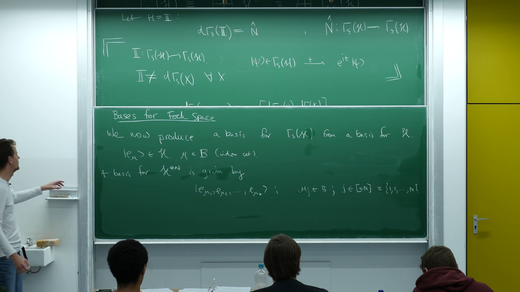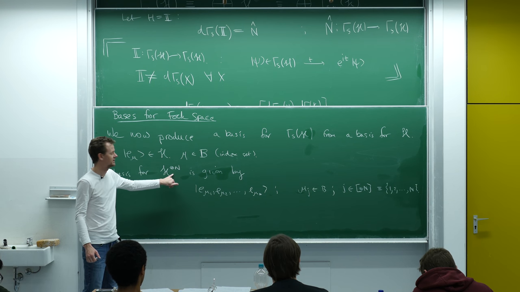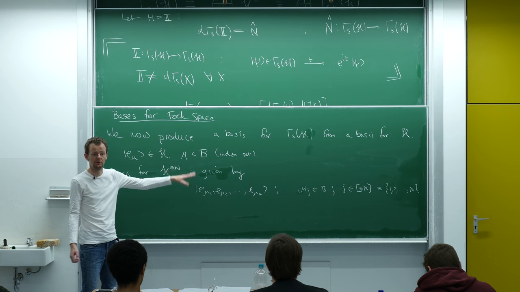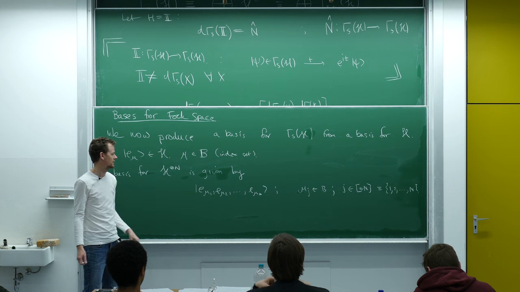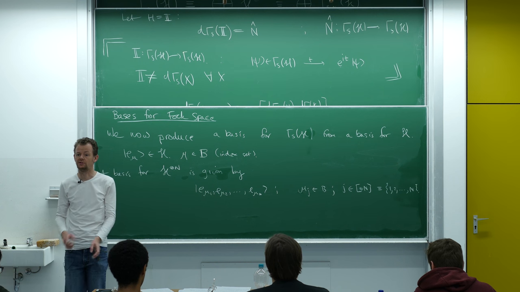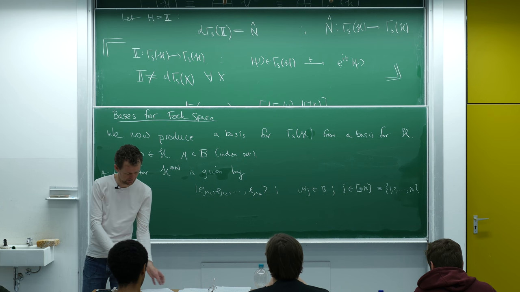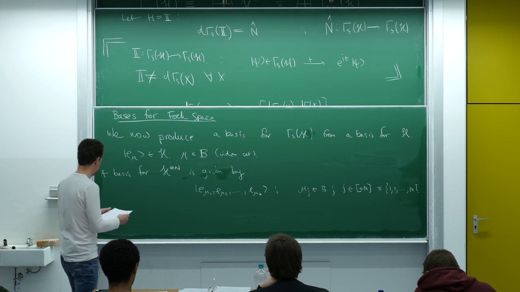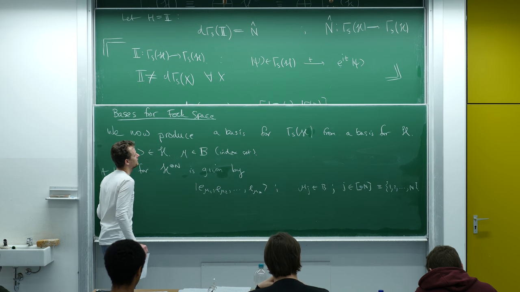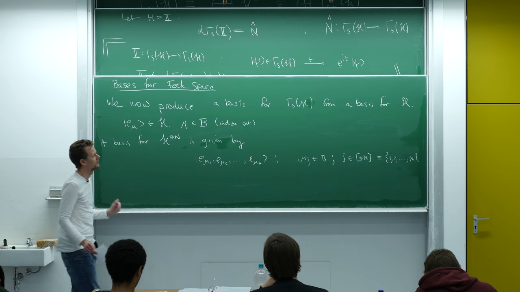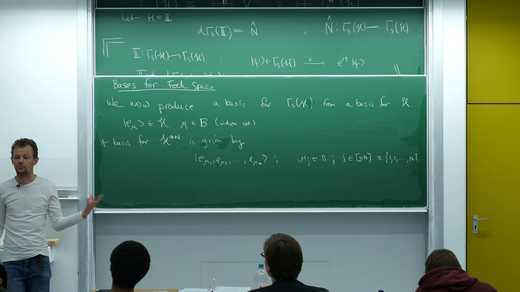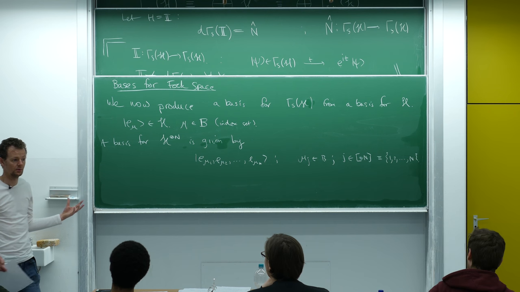If you have a basis for H, how do you get a basis for H tensor n? Well, you just tensor product the basis n times, and then you have yourself a basis for H tensor n. Okay, that was easy. What we're gonna do is try the naivest thing possible, and it will almost work.